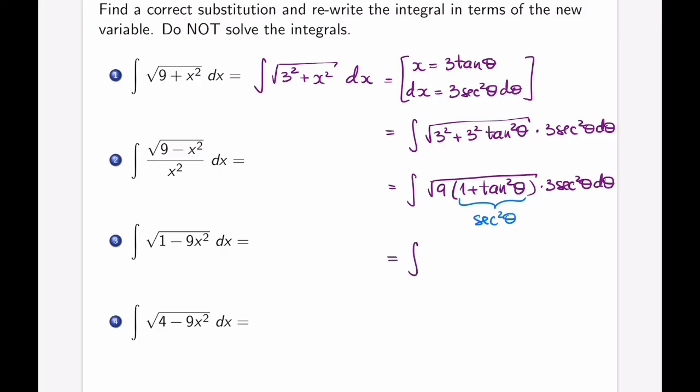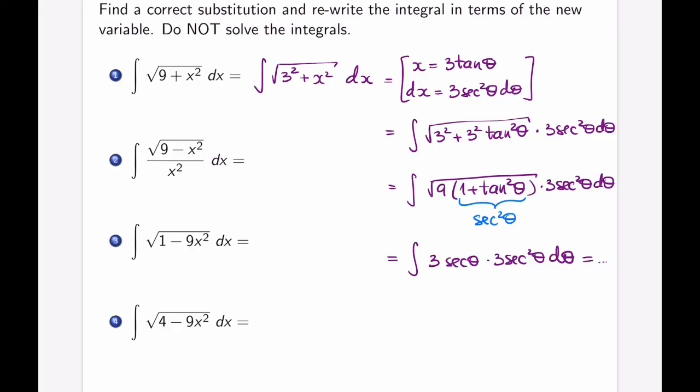But my next step is going to be 3, because that's the square root of 9, times the square root of secant squared, so secant, and then I inherit this other part, 3 secant squared theta d theta. That's it. I can simplify this integral further and actually evaluate it.